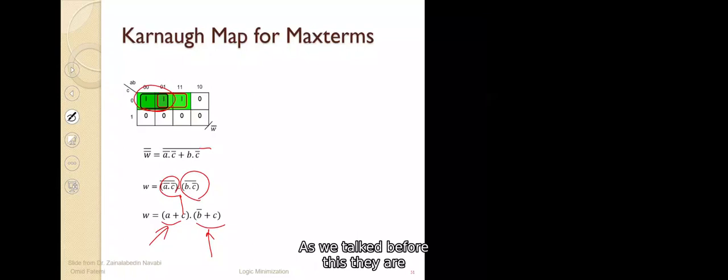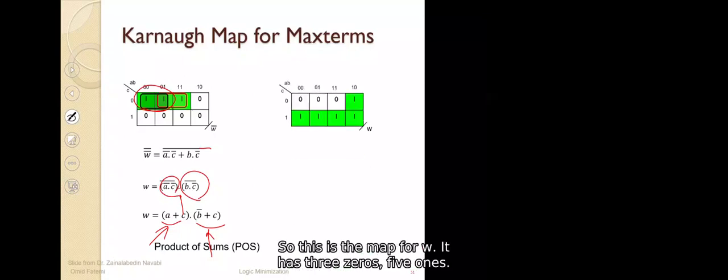And as we talked before, they are not max terms, they are actually simplified terms, not the max term. Max term should have all the variables, A, B, C. This is a simplified version. Okay, but as I told you, we could directly use the map for W. So this is the map for W. It has 3 zeros, 5 1s.